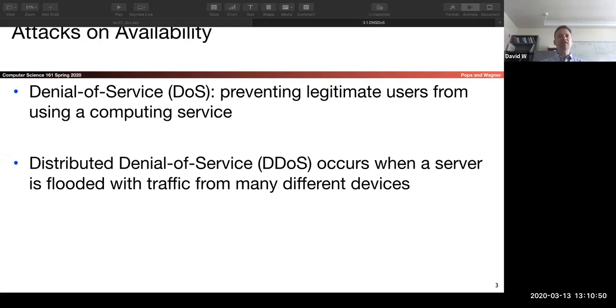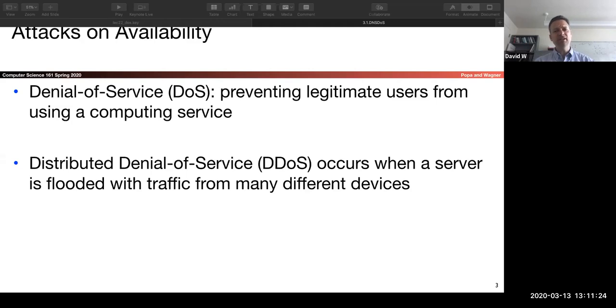All right, so we're going to talk today about denial of service. I want to talk to you about denial of service attacks. And we mentioned early in the class that there's, broadly speaking, three kinds of security properties: confidentiality, integrity, and availability. We spent a lot of time talking about confidentiality and integrity, and today we'll talk about availability. And a denial of service attack is an attack on availability. So a denial of service attack is about preventing legitimate users from using some computing service.